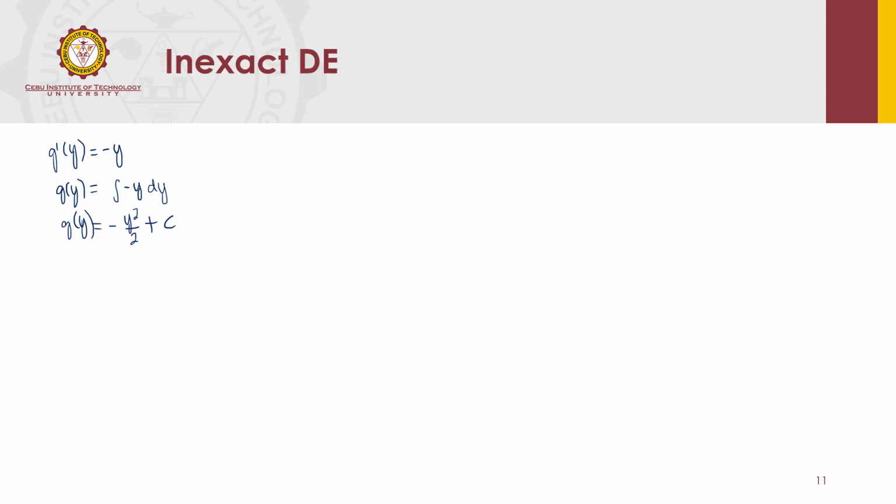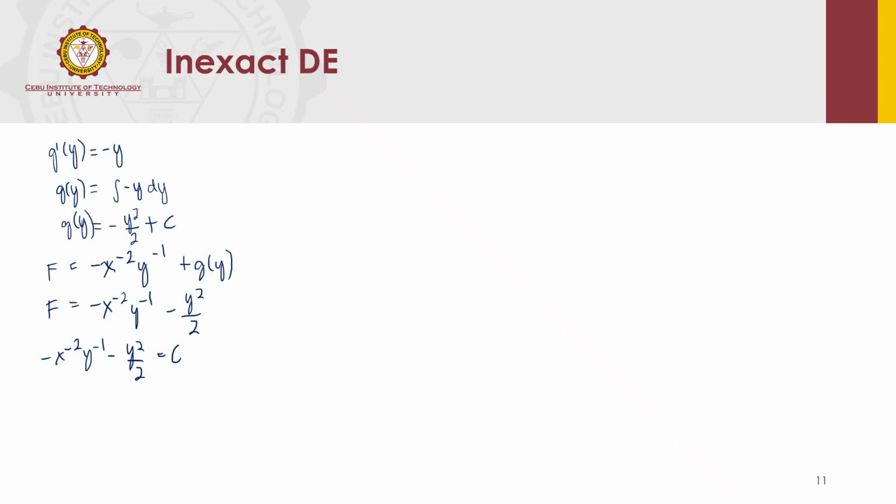Then we go back to the f equation. So the f equation was negative x to the negative 2, y to the negative 1, k plus g of y. So we plug in the value of g of y. So that's minus y squared k over 2, and equate this to c, equals c.